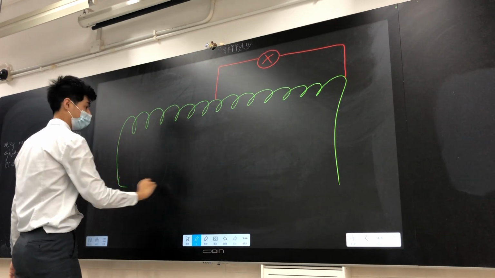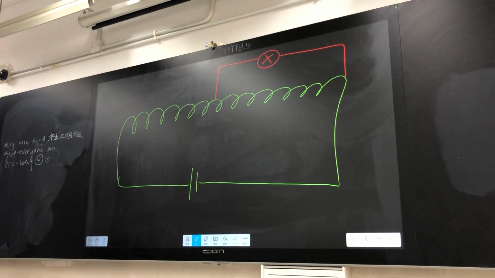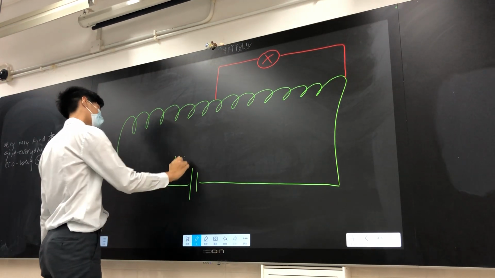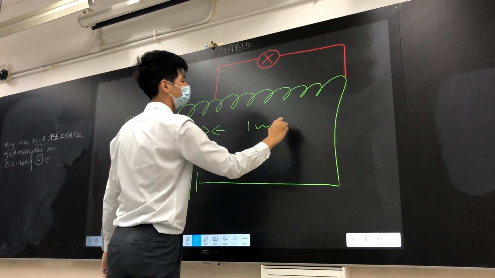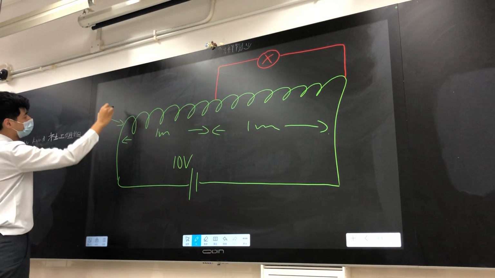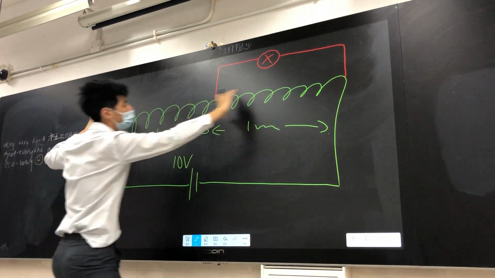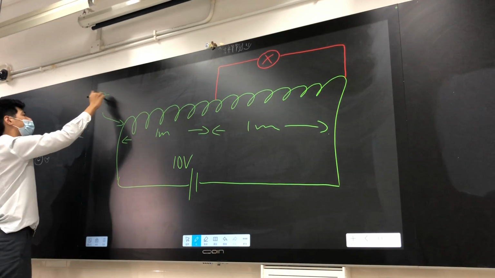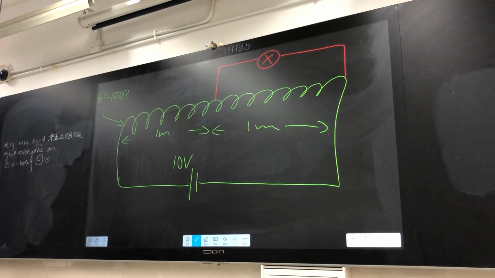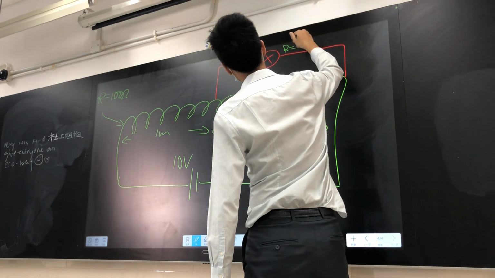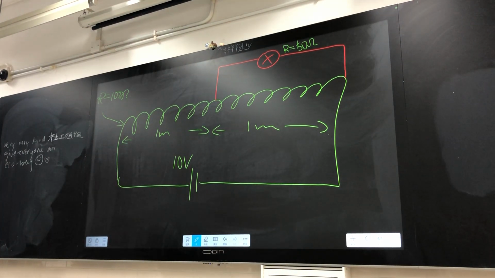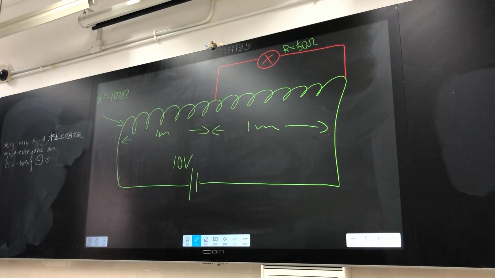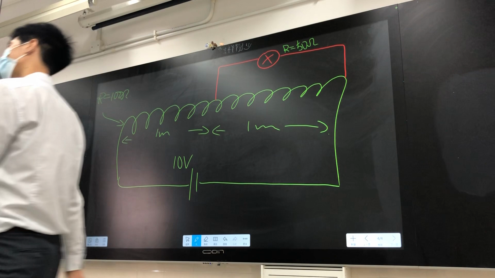Okay. So the power supplied is 10 V. Here is the half, which is 1 meter, and here is another 1 meter. So the resistance of this whole spiral is 100 ohm. And the light bulb is 50 ohm. Can you tell me the current passed through this light bulb? Find the current passed through this light bulb.